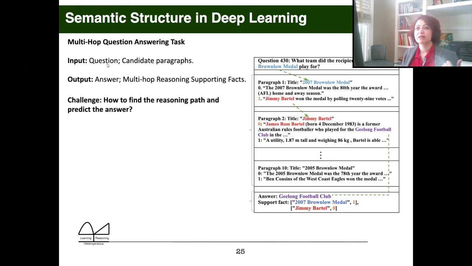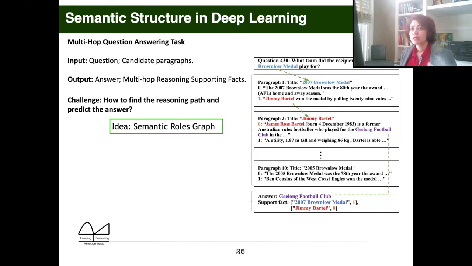So you have questions, and the document is multiple paragraphs, and you want to answer the question and also say which sentences were relevant and helped to answer the question. This data set is interesting because the questions are complex. The answer needs to connect many things from different paragraphs, and there is a path of reasoning that needs to be followed to find the answer, for example, what team did this and what did he play for.